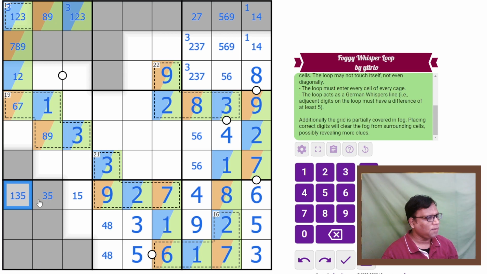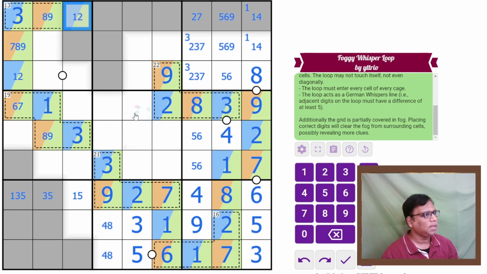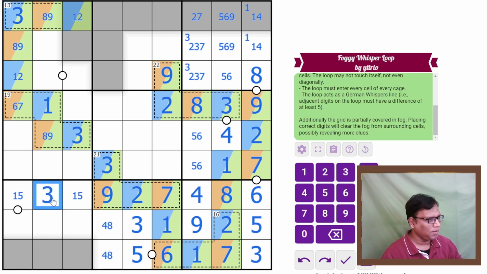So 135, 15, 135. Oh, 3, right? That's not 3. That means this is 3. Oh, double party. Double 3. Wow. That's 1, 2, 1, 2. 3, 8, 9. Oh, 3 cannot be now against 7, isn't it? So that's 8, 9. That's not 3 now. So where is 3? Only 3 possible is here.